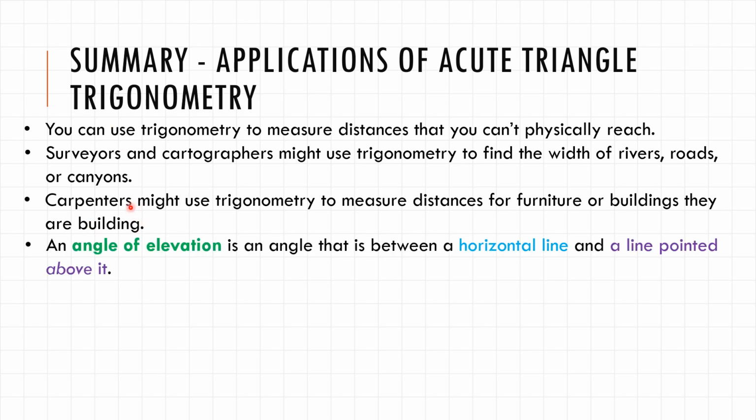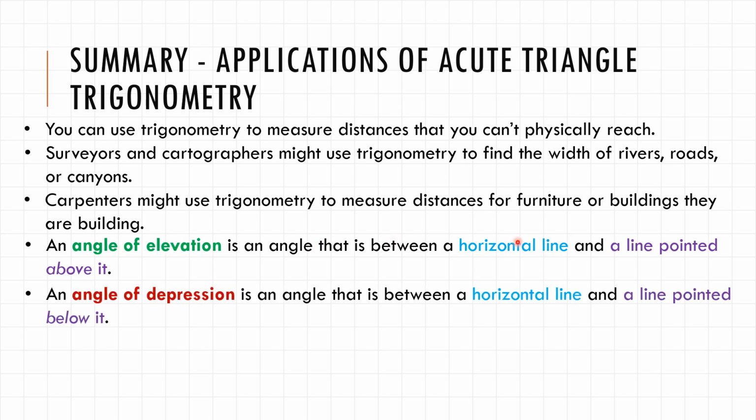An important thing to note here are two terms, an angle of elevation and an angle of depression. Both of these are an angle between a horizontal line and another line. With an angle of elevation, that second line is pointed upwards, sort of like this. This is a horizontal line, and if you look up, now you've created an angle of elevation between those two lines. An angle of depression, likewise, is an angle between that horizontal line and a line that is pointed downwards. So if you're looking straight and then you turn your eyes downwards, you've created an angle of depression.